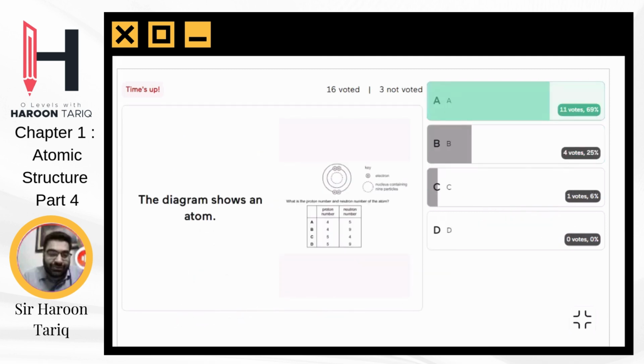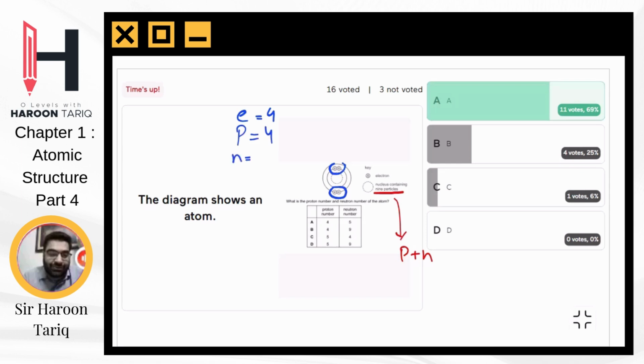The diagram shows an atom. We have this atom. The nucleus contains 9 particles. This nucleus has 9 particles in it. Nucleus would be protons plus neutrons. The nucleus contains protons plus neutrons. Now this is an atom. How many electrons are there in this atom? You can see 2 plus 2, 4. If you know the number of electrons, we also know the number of protons. The protons must be 4 as well.